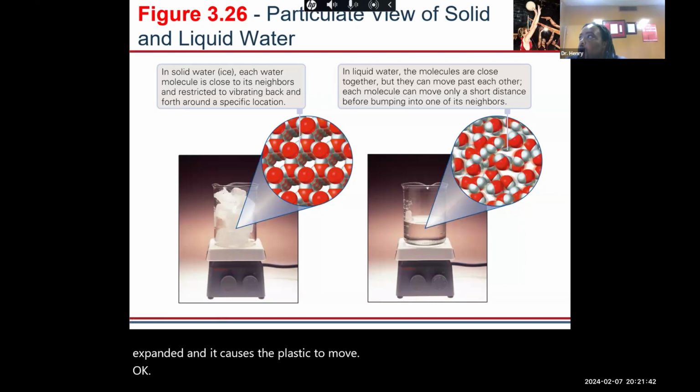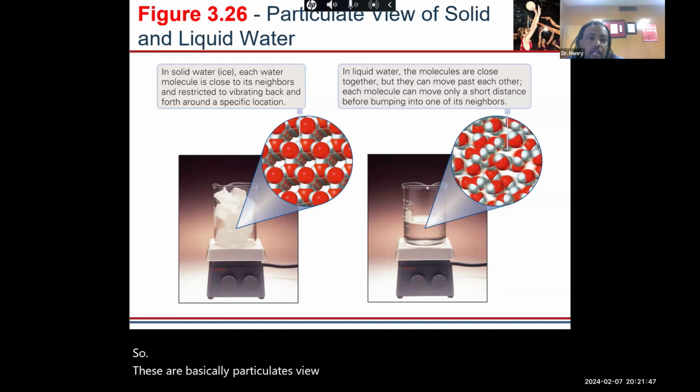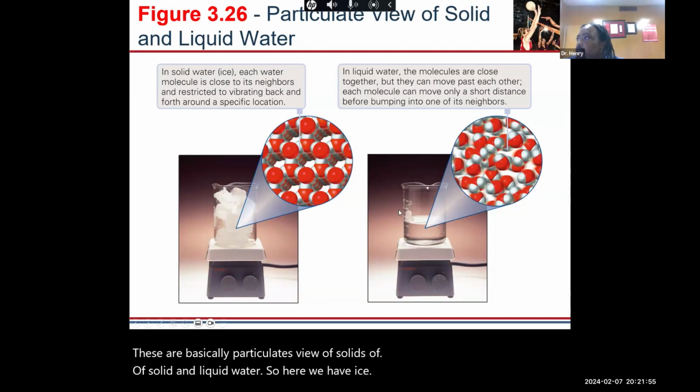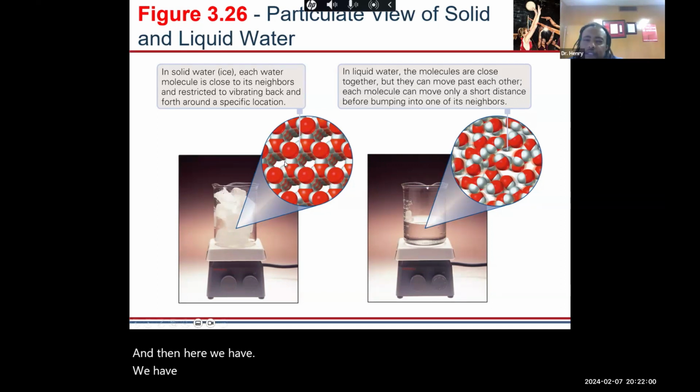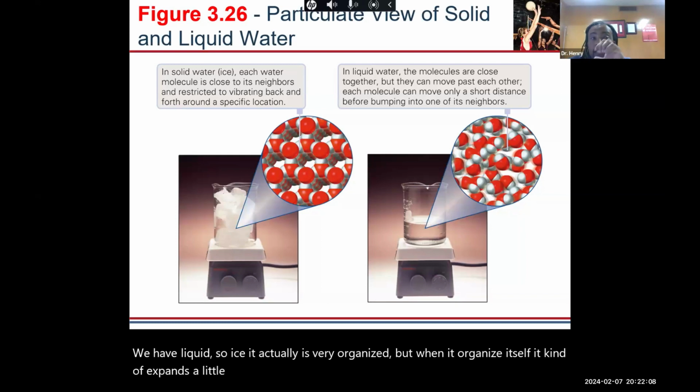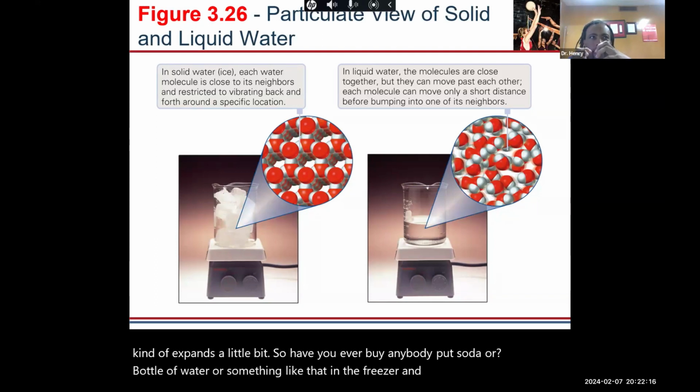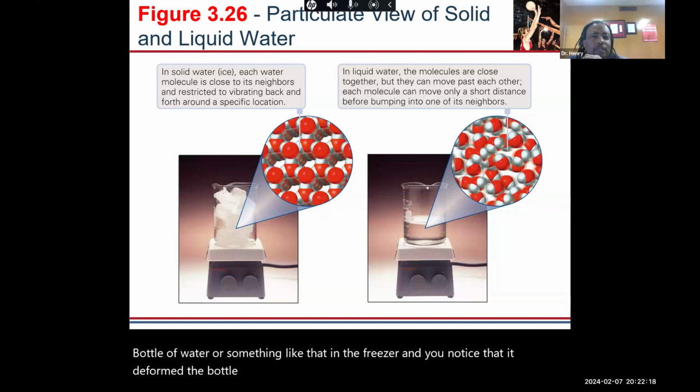So these are basically particulate views of solid and liquid water. Here we have ice, and then here we have liquid. So ice actually is very organized, but when it organizes itself, it kind of expands a little bit. So has anybody put a soda or a bottle of water or something like that in the freezer, and you notice that the bottle deformed in that case too?